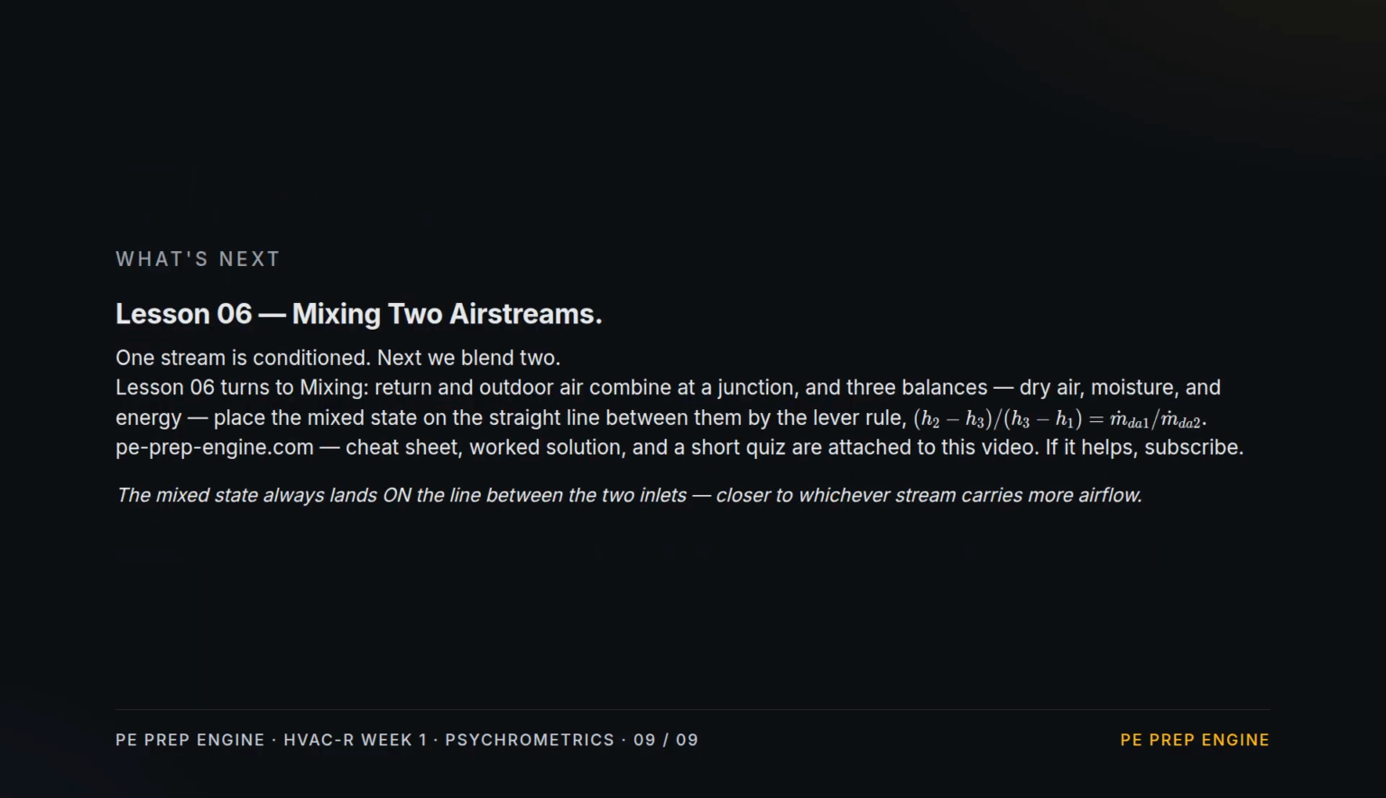Next up, Lesson 6, Mixing two air streams. Return and outdoor air meet at a junction, and three balances, dry air, moisture, and energy, put the mixed state on the straight line between them, positioned by the lever rule toward whichever stream carries more flow.